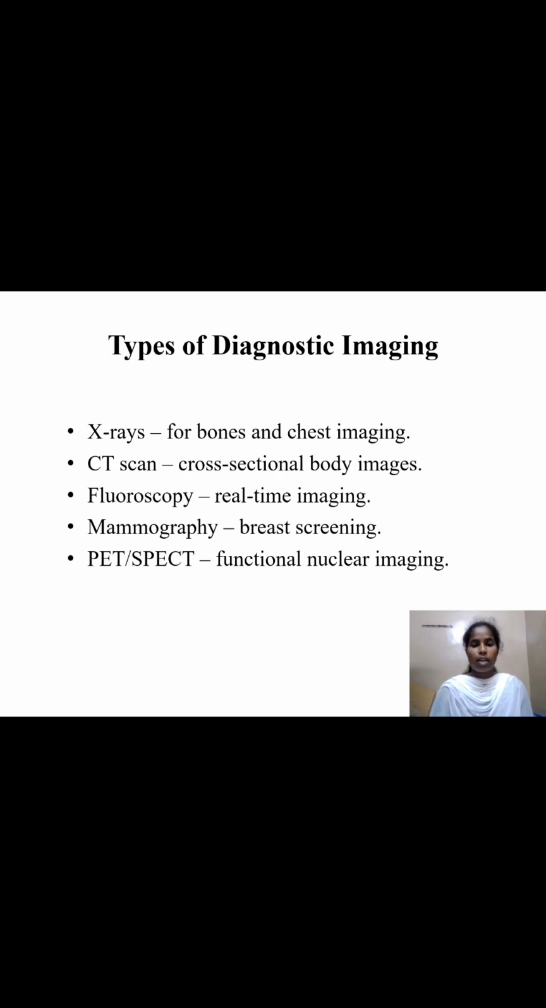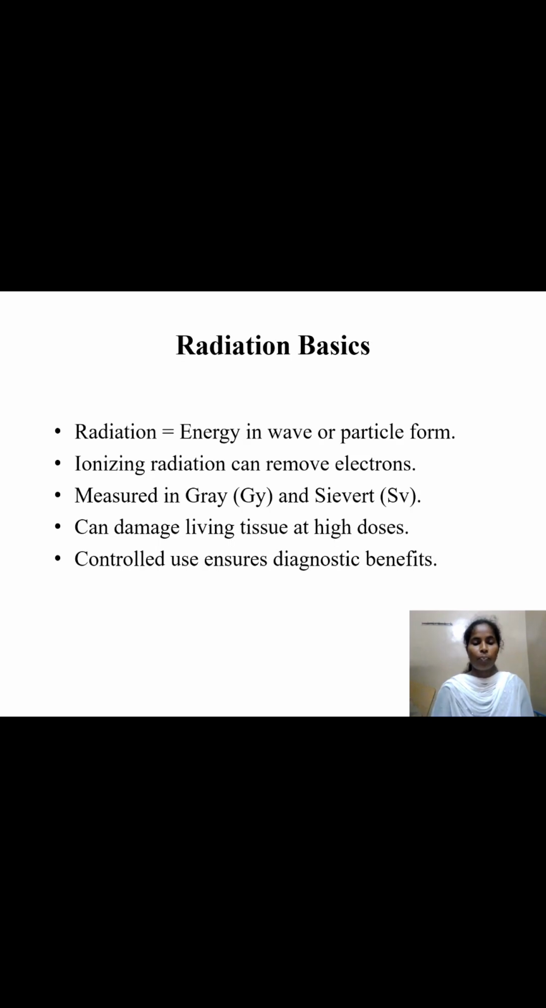Next one is types of diagnostic imaging. There are different types of diagnostic imaging. X-rays are mainly used for bones and chest imaging. CT scans provide detailed cross-sectional images. Fluoroscopy allows real-time imaging during procedures. Mammography is used for breast screening, while PET and SPECT scans use nuclear medicine for functional imaging.